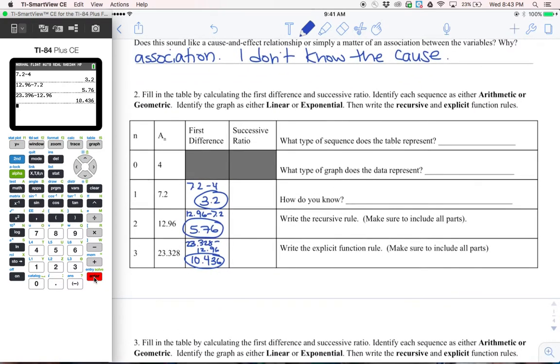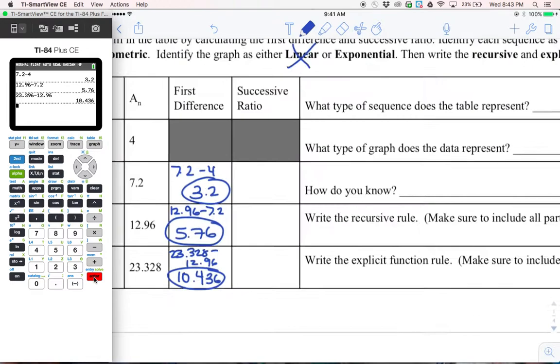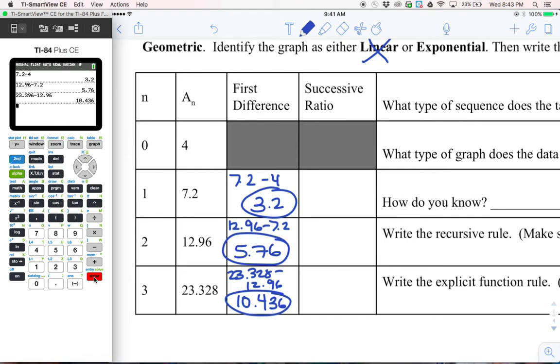Well, if the first differences are not the same, then we should already be able to rule out arithmetic and linear, right? If the first differences had been constant, those would have been our answers. So let's check and make sure the successive ratios are constant, because that is what should be happening since the first differences were not constant.